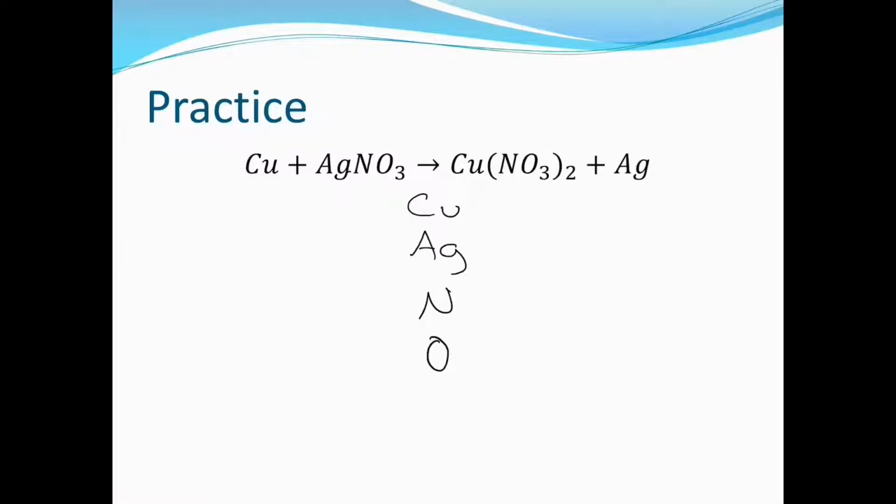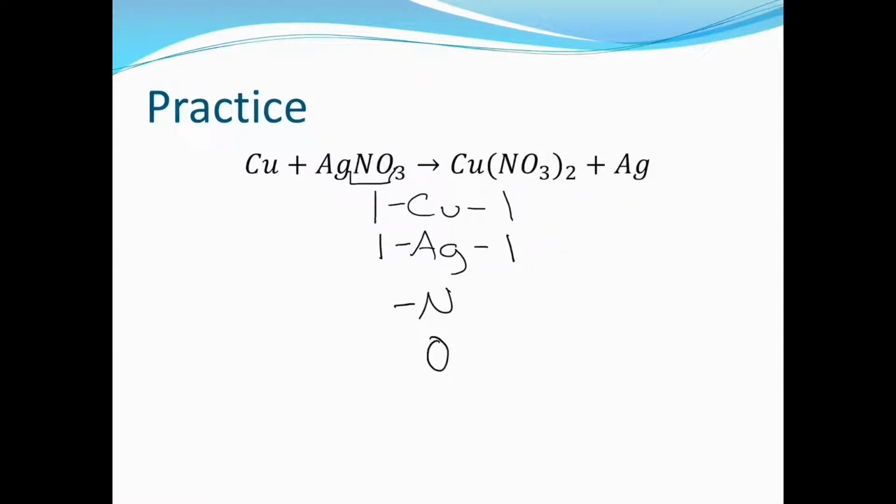So don't forget, even though this is a polyatomic ion, they are separate elements, so we need to treat them as they are separate. So now let's count our atoms. Copper on the reactant side has 1, and on the product side also has 1. Silver on the reactant side has 1, and on the product side also has 1.